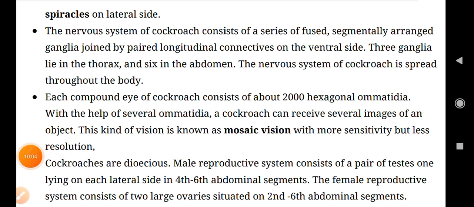Each compound eye of cockroach consists of about 2000 hexagonal ommatidia. With the help of several ommatidia, a cockroach can receive several images of an object. This kind of vision is known as mosaic vision, with more sensitivity but less resolution.